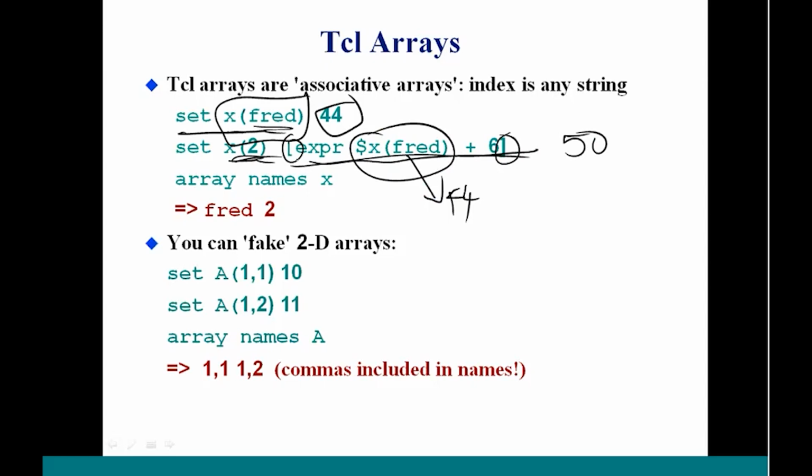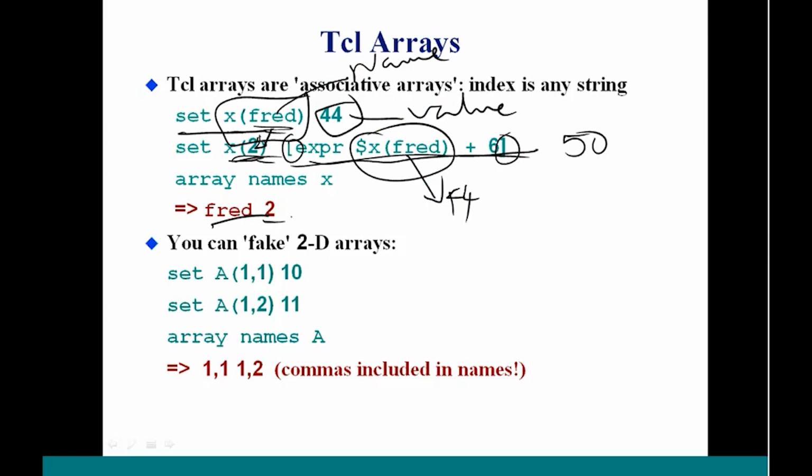So now if you want to print out the names, the arrays are basically like this: a name and a value. So to print out the names, we just say array names, and the array name is x, and it prints these two indices, basically Fred and 2.